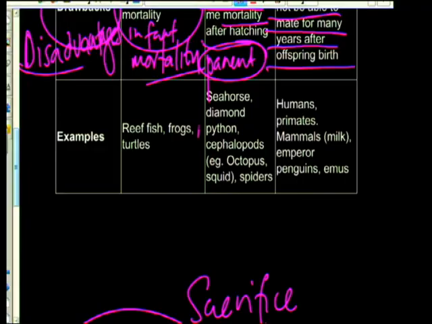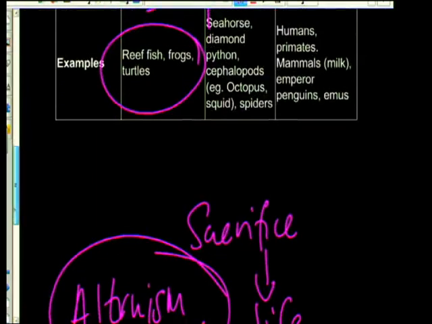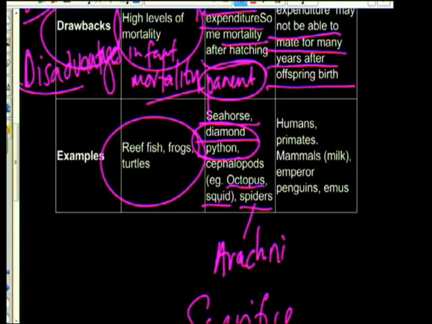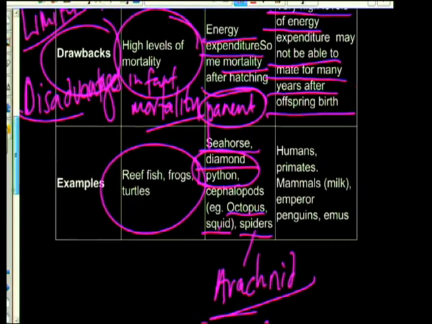Examples, we've already discussed that. The fish, frogs, turtles, no parental care there. Here we have the seahorse, diamond python. The diamond python is a snake, obviously. The cephalopods, octopus, squid, spiders, etc. Remember, cephalopods are just the octopus and the squid, and the spider is an arachnid, 8 legs.